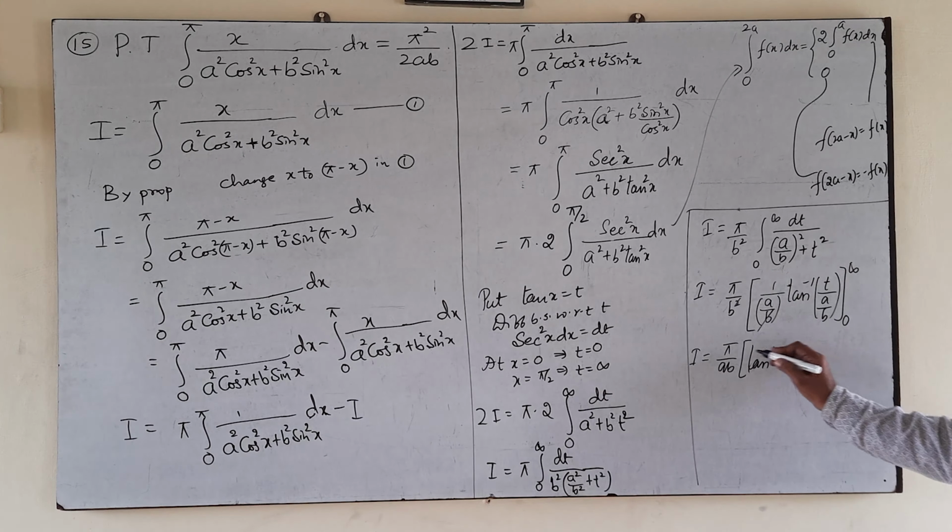That is pi upon ab, tan inverse of, put t equal to upper limit, b into infinity, infinity by a is infinity, minus tan inverse of lower limit b into t. T value 0, b into 0 is 0, 0 by a is 0. So I is equal to pi upon ab, tan inverse of infinity. Tan of which angle is infinity? Pi by 2. Minus tan inverse of 0 is 0. So pi into pi by 2, pi square divided by 2ab. That is the answer. Okay, look, in this we used property 4.